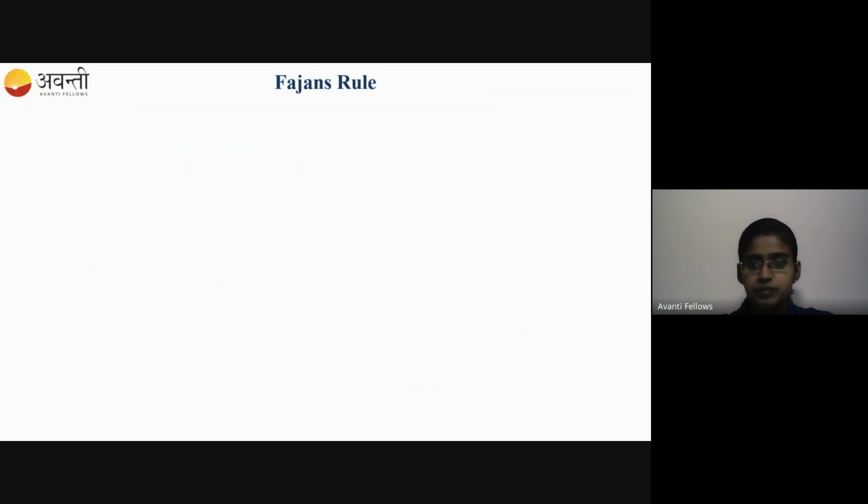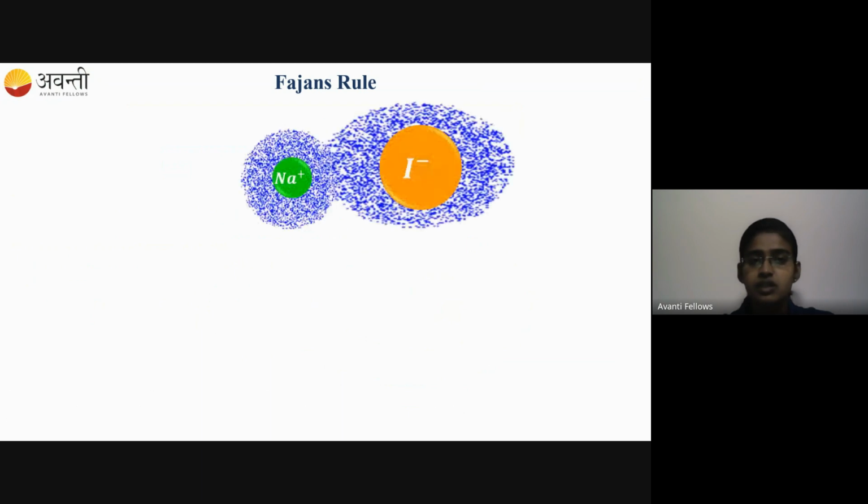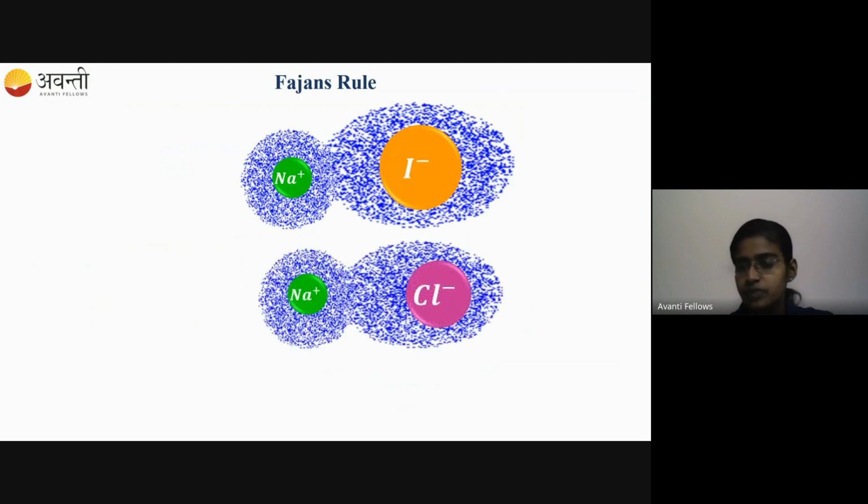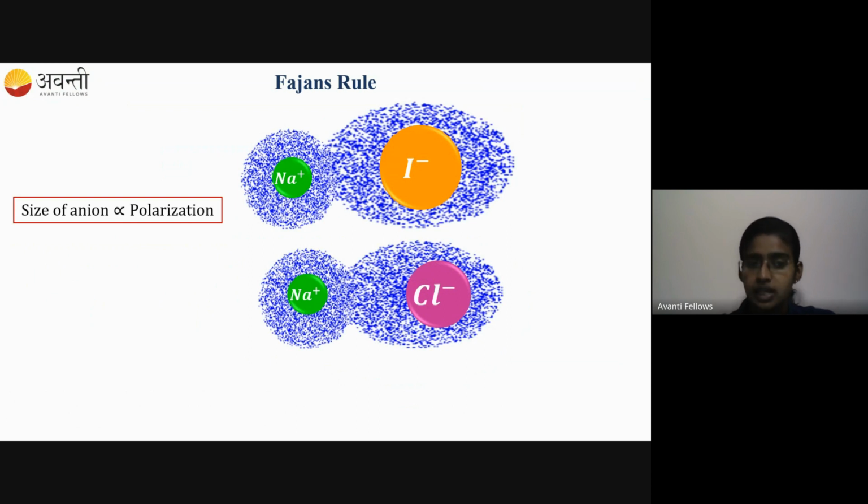Yes. Good. Now coming to the size of the anion. I have taken two examples for you: sodium iodide and sodium chloride. In these two compounds, cations are the same, but the anion is different. In the previous case, anions were the same and cations were different. Now, size of the anion is directly proportional to polarization, and polarization is directly proportional to covalent character.